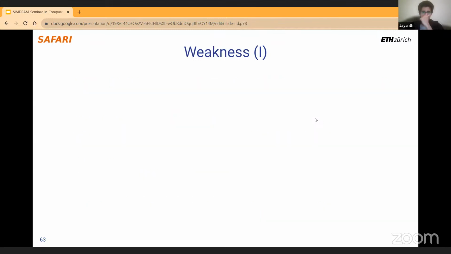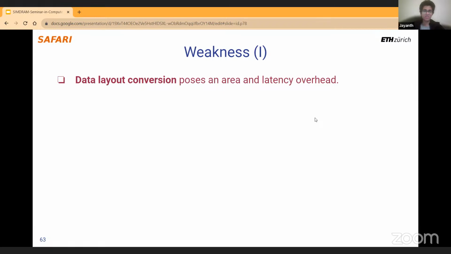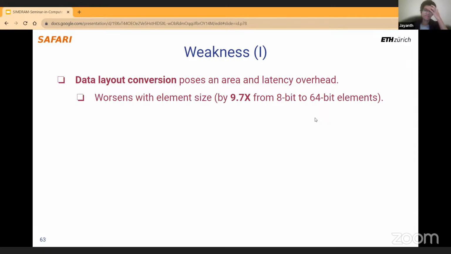Coming to the weaknesses, we have the data layout conversion, which needs the data transposition unit, and that comes with area and power overhead and latency overhead. And this latency overhead was shown to worsen with the element size. It was shown that if we move from 8-bit computations to 64-bit computations, the latency due to the data transposition unit alone worsens by around 10 times.